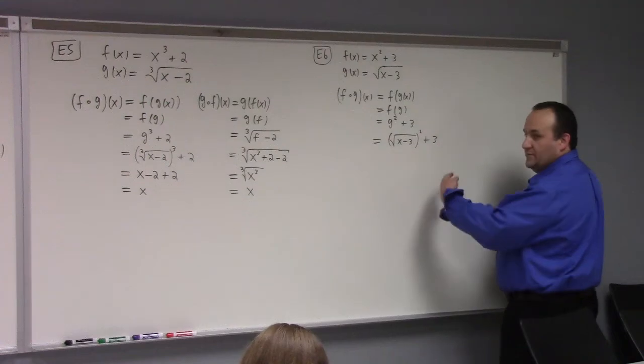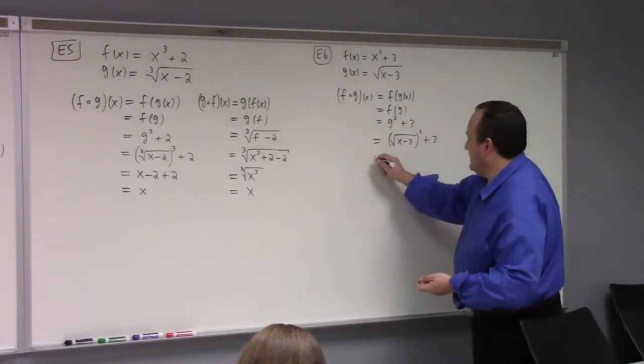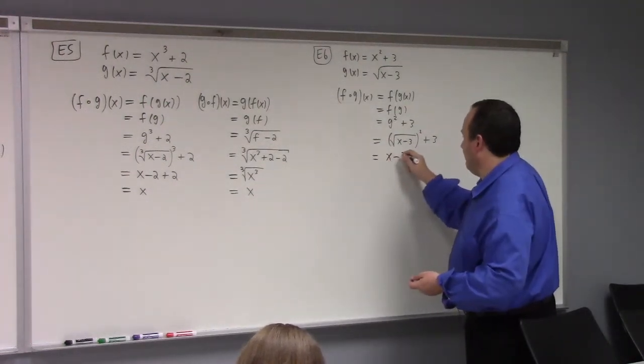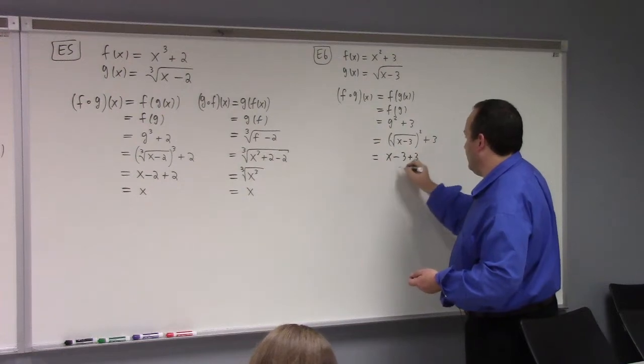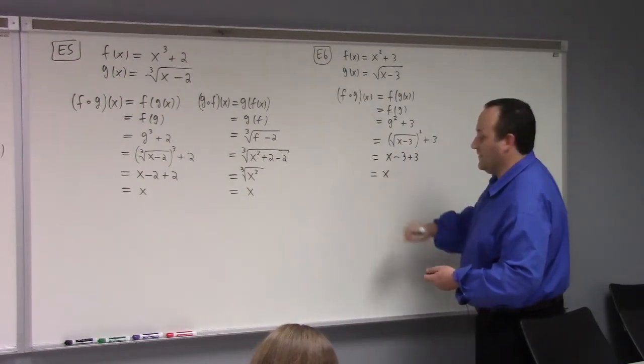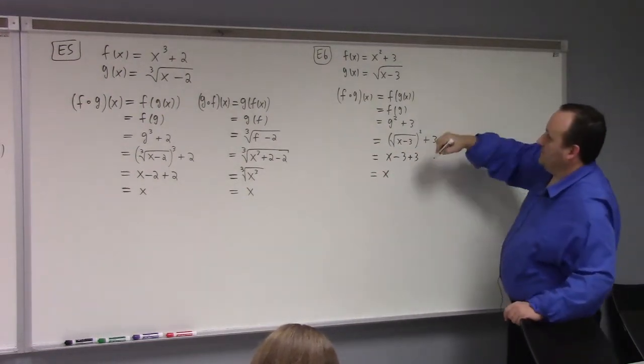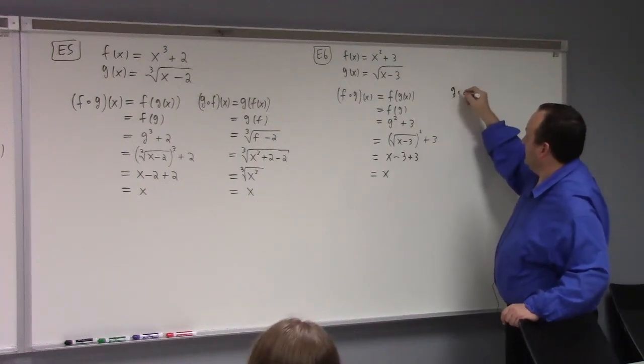Now the square root squared is just the input again. So that's just x minus 3 plus 3, which gives us x. All right, so that calculation pretty much went the same, right? But this one, g composed with f, is going to go a little bit different.